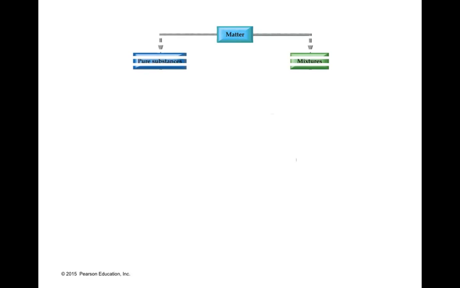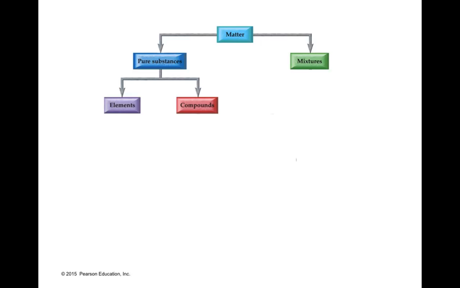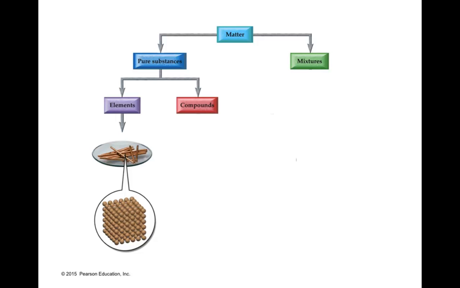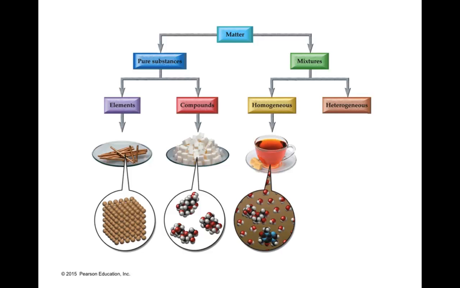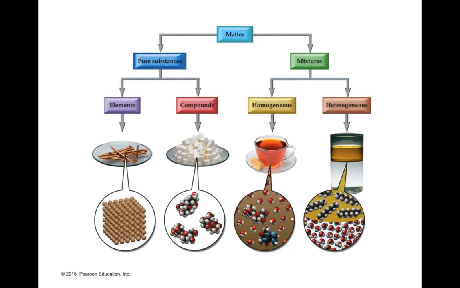Let's see the following diagram for the classification of matter. Matter can be either a pure substance or a mixture. The pure substances can be classified as element or compound. Copper is an example of an element, and sugar is an example of a compound. On the other hand, mixtures can be classified as homogeneous or heterogeneous. An example of a homogeneous mixture is tea, while an example of a heterogeneous mixture could be gasoline and water.